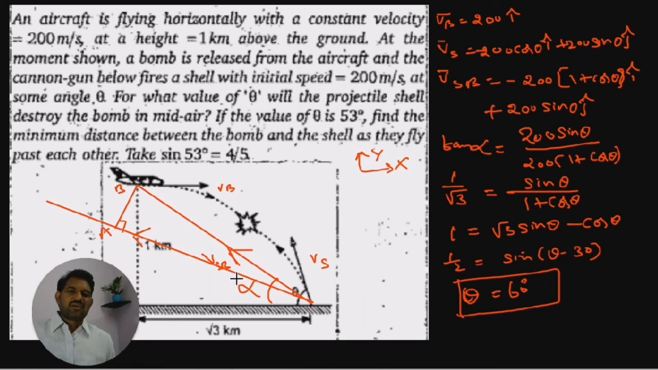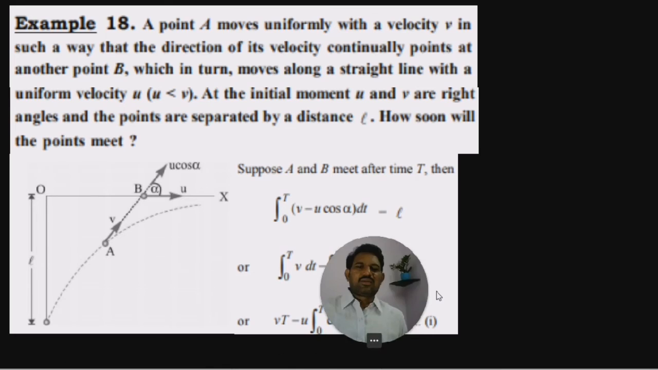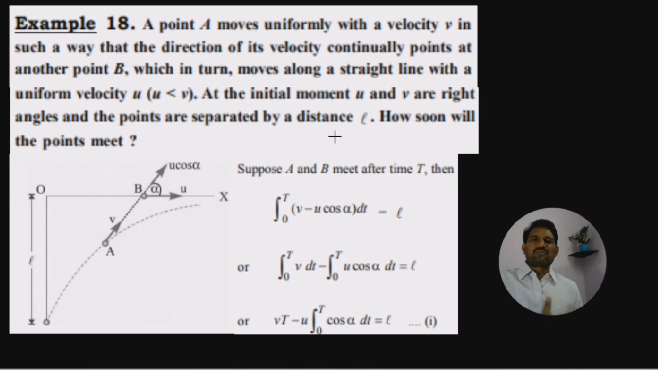And this angle is 53 degrees, we can use. So it is projected at an angle of 53 degrees there. So solve that minimum distance problem. And now let us see another problem based on this relative motion. So let us see this problem now.